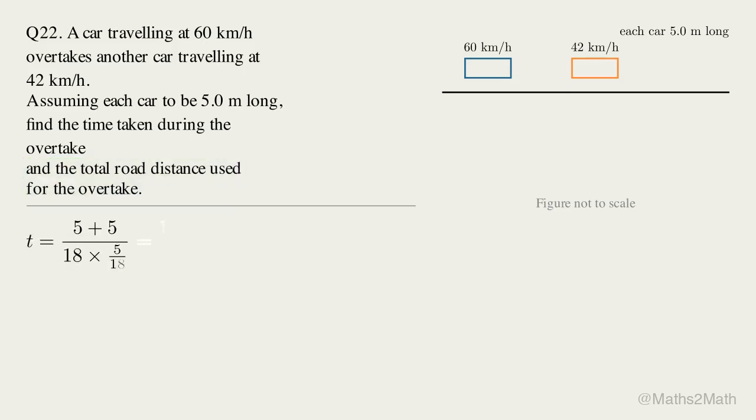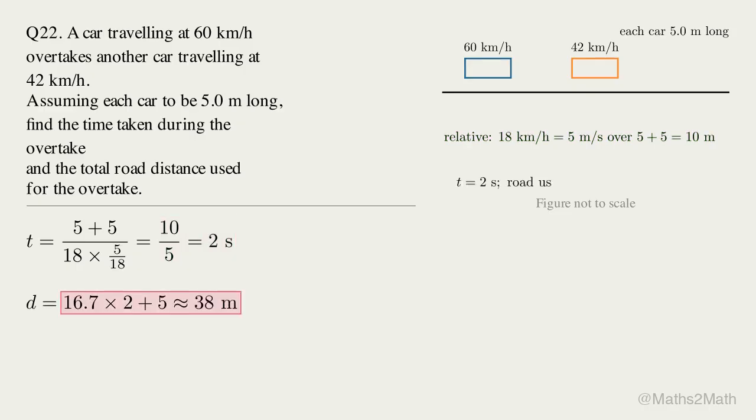The relative speed is 60 minus 42, that is 18 kilometers per hour, 5 meters per second. The overtake needs both lengths, 10 meters, so it takes 2 seconds. On the road, the fast car moves at 60 kilometers per hour, 16.7 meters per second, for those 2 seconds, and its own 5-meter length adds on, about 38 meters of road.